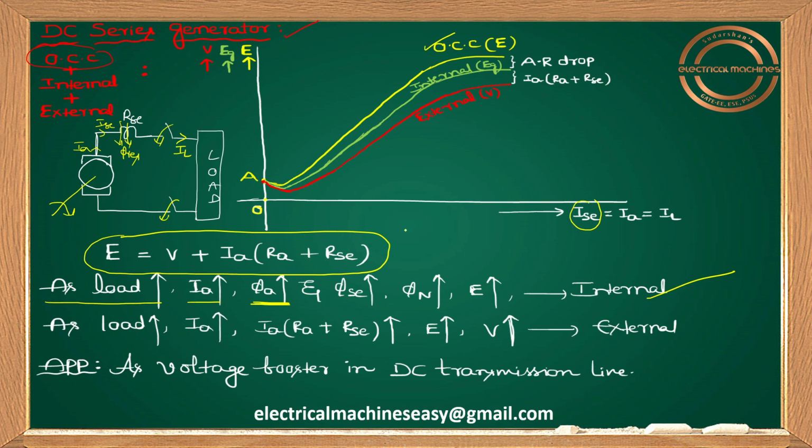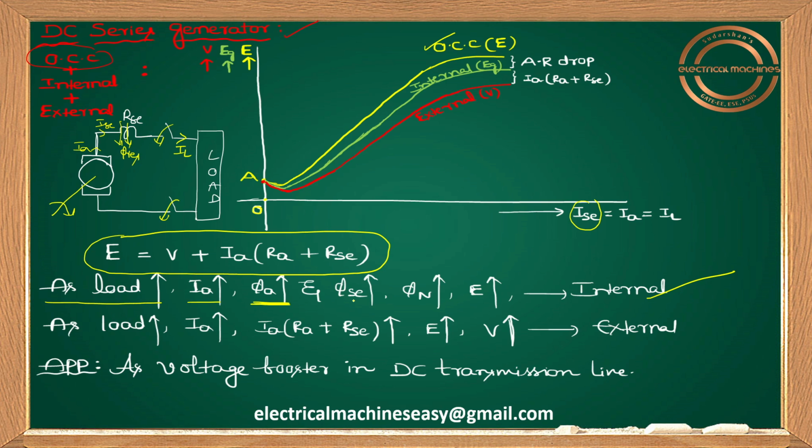Try to understand. What is armature reaction? The effect of armature flux on main flux is called armature reaction. If you observe clearly, for separately excited as well as shunt generators, as load increases, IA increases and phi A increases only. There is no increment of main flux, that is, no increment of shunt flux in the shunt generator. There is an increment of main flux in the series generator.